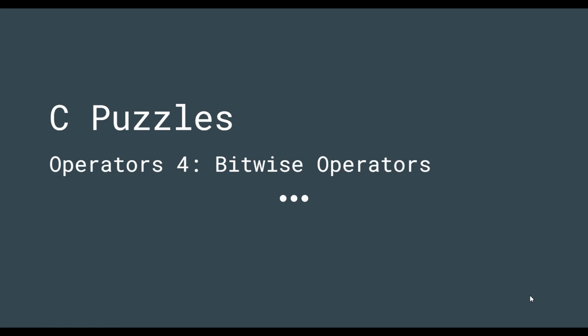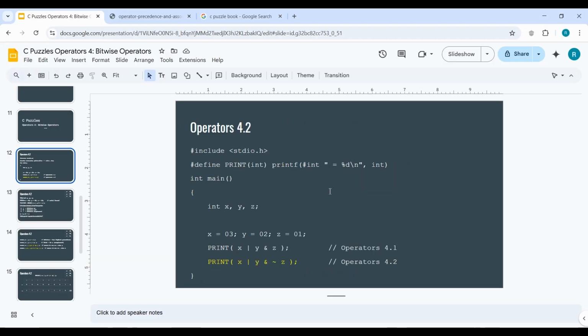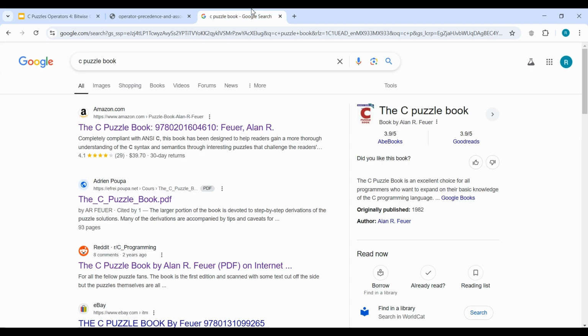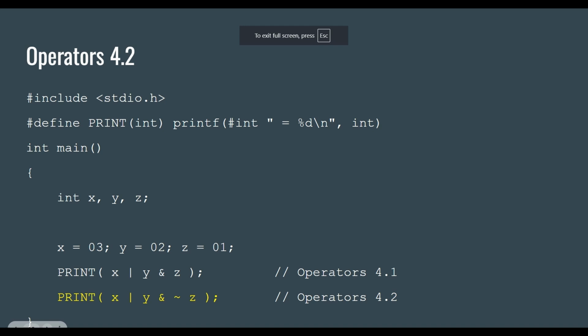Today we're going to continue on with operators 4.2. For those of you that are following along, we are doing puzzles out of the C puzzle book by Alan R. Feuer. Feel free to pause the video and try to solve operators 4.1 on your own before jumping back into the solution.